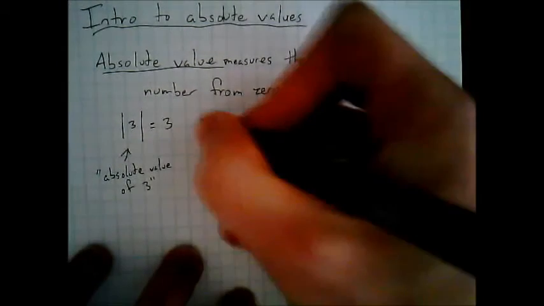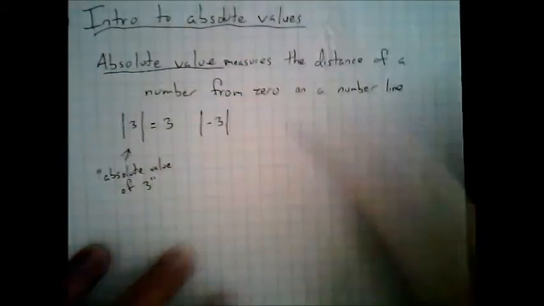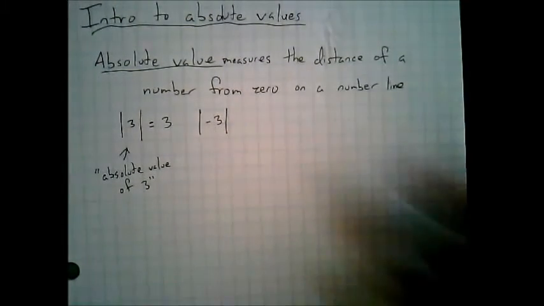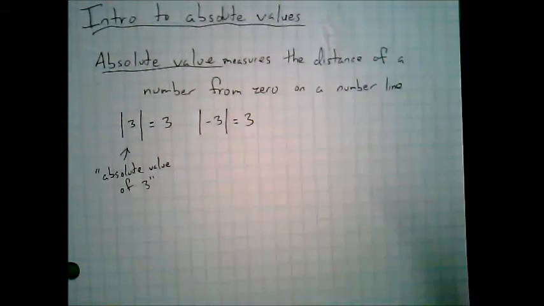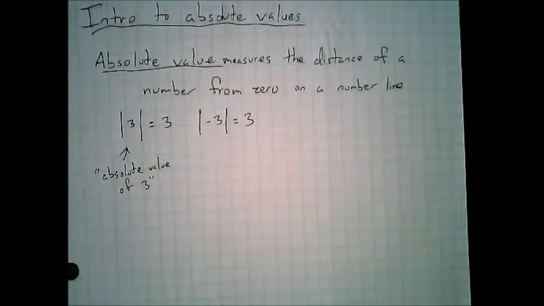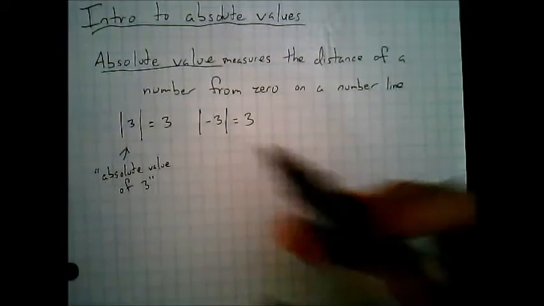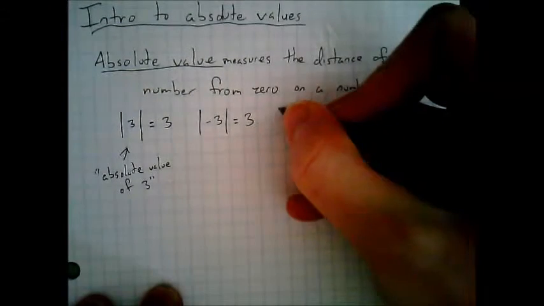So you might think, so what? Now let's look at the absolute value of -3. Again, we're asking how far away from 0 is -3? Well, it's still 3 units away from 0. It's just 3 units in the other direction. So the absolute value of 3 is 3, and the absolute value of -3 is also 3, because they're both 3 units away from 0 on the number line.